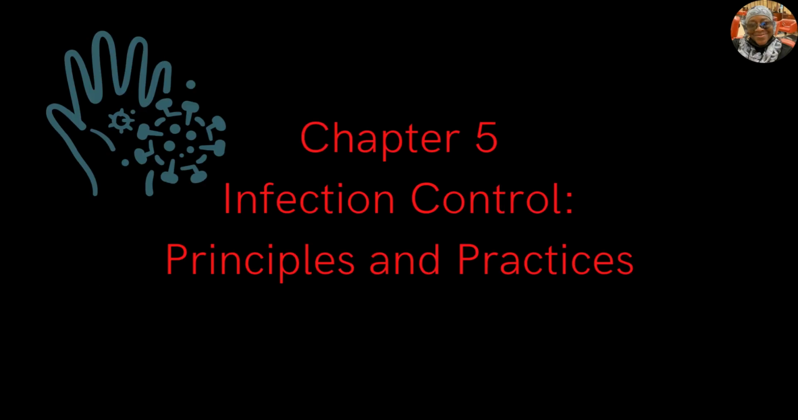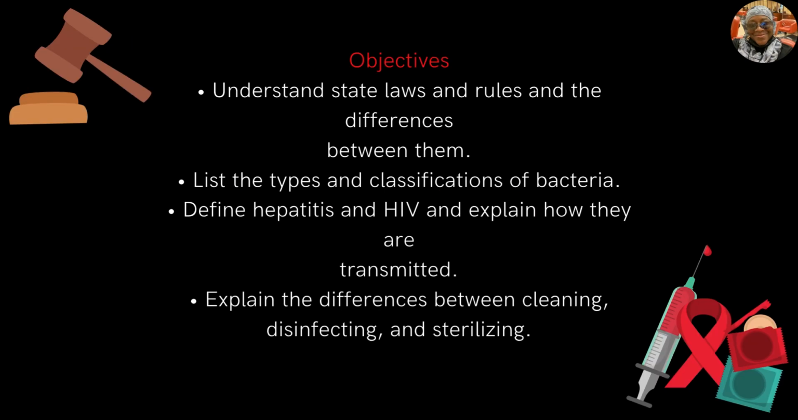Chapter 5, Infection Control Principles and Practices. The objective for this chapter is to understand the state laws and rules and the differences between them, list the types and classification of bacteria, define hepatitis and HIV, and explain how they are transmitted. Explain the differences between cleaning, disinfecting, and sterilization, and sterilizing your tools.